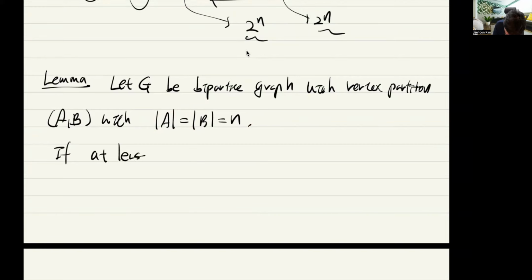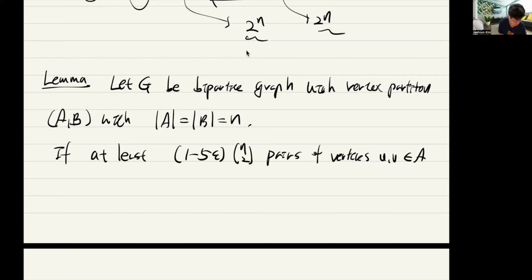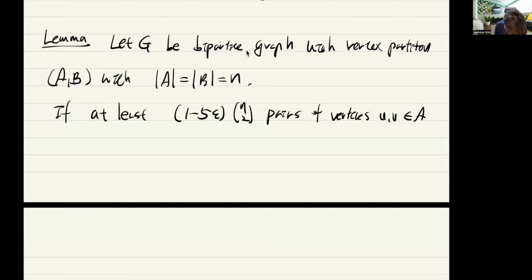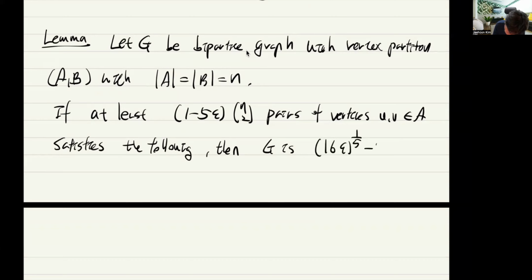if at least 1 minus 5 epsilon times n choose 2 pairs of vertices u, v in A satisfy the following, then G is like 16 epsilon to the 1 over 5 regular.